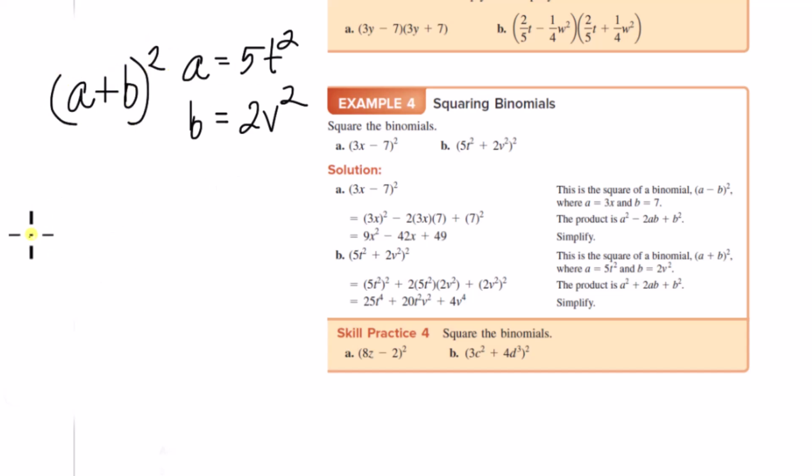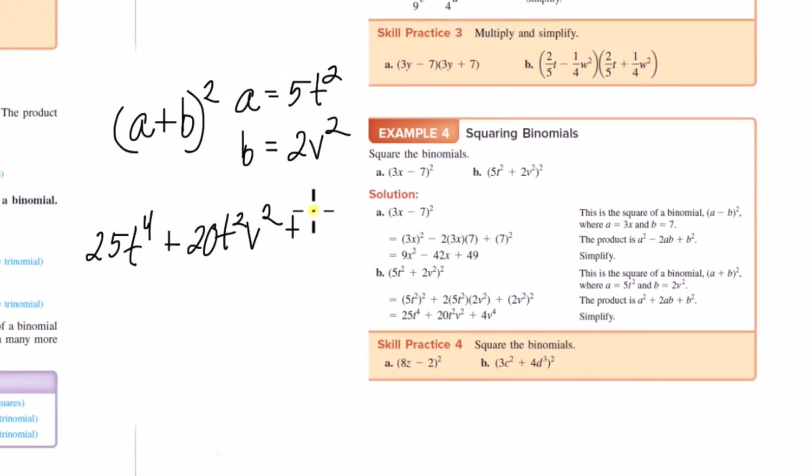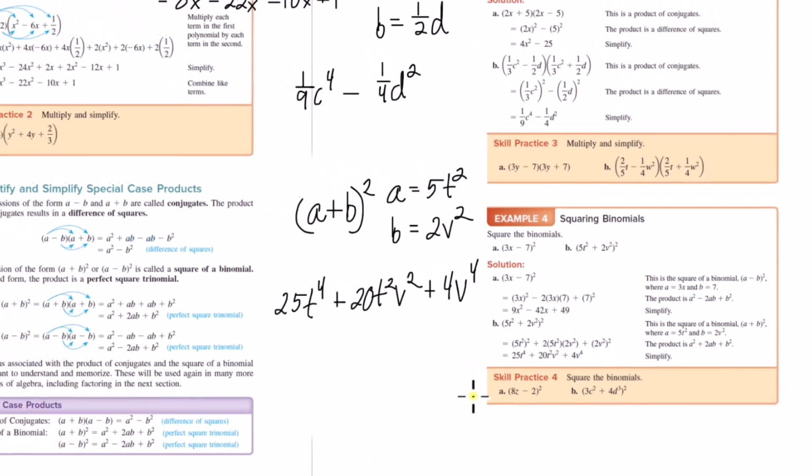So a squared is going to be 25t to the fourth, and then plus 2 times a times b. So that's going to be what? 5 times 2 is 10. 10 times 2 is 20. So 20 t squared v squared. And then plus b squared. So that's going to be 4v to the fourth.